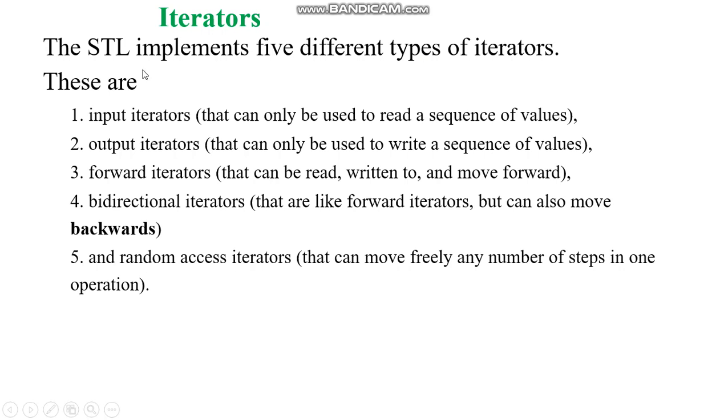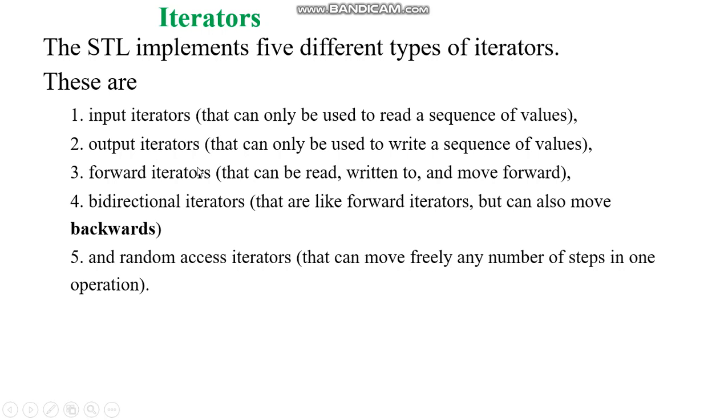And the last component is the iterator. There are different types of iterators available in this category: input iterator, output iterator, forward iterator, bidirectional iterator, and random access iterator. The input iterator is used only to read a sequence of values. The output iterator is used to write a sequence of values, and with the forward iterator we can read, then write, and move forward.